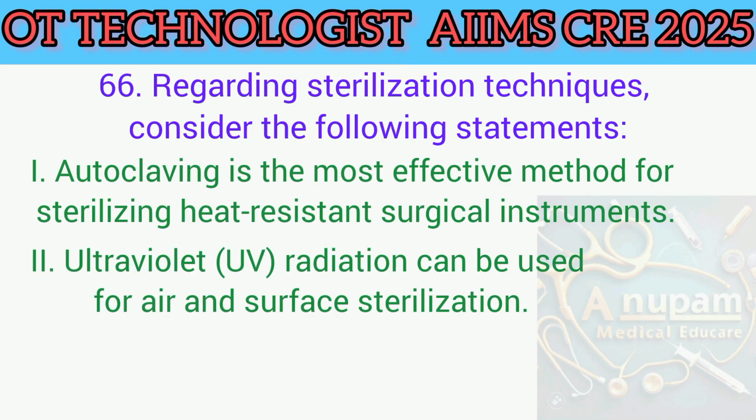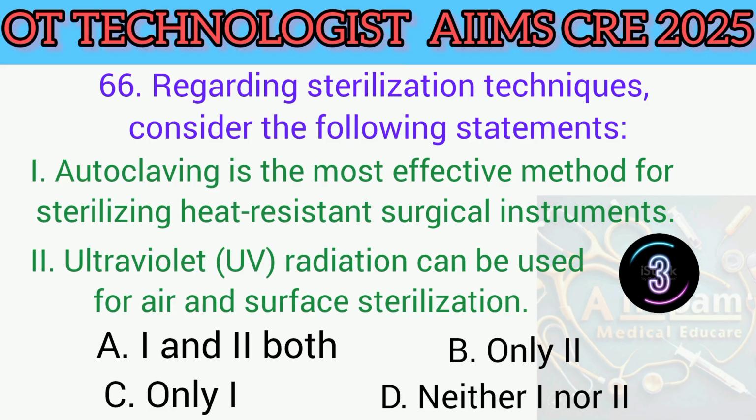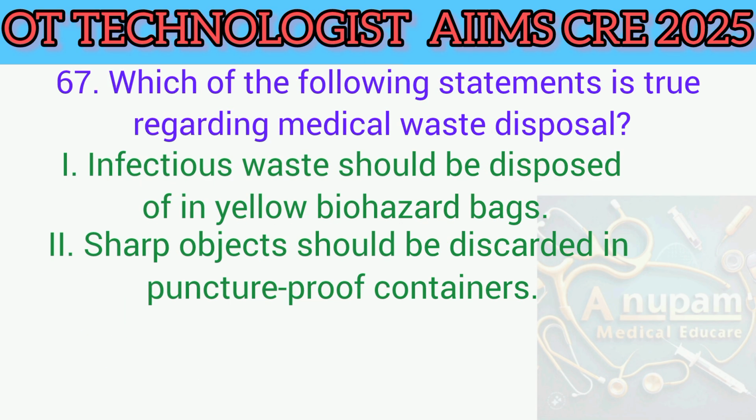Number 66. Regarding sterilization techniques, consider the following statements. 1. Autoclaving is the most effective method for sterilizing heat-resistant surgical instruments. 2. Ultraviolet UV radiation can be used for air and surface sterilization. A. 1 and 2 both. B. Only 2. C. Only 1. D. Neither 1 nor 2. Right option, A.